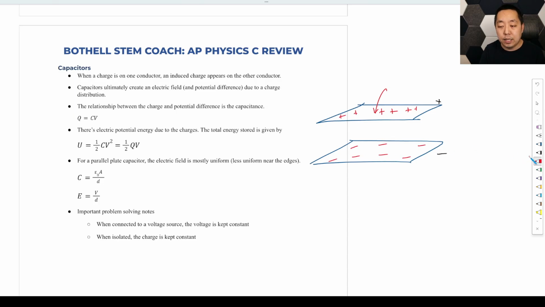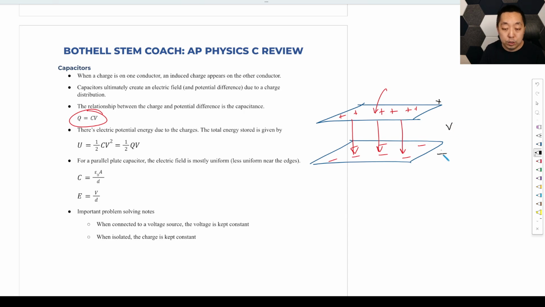And remember that in a capacitor like this, the electric field is going to go from positive to negative, and it's going to be uniform through there. So they create an electric field due to the charge distribution. Q equals CV is the relationship between the charge and the potential difference here.